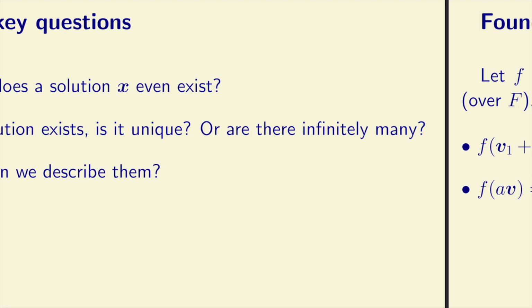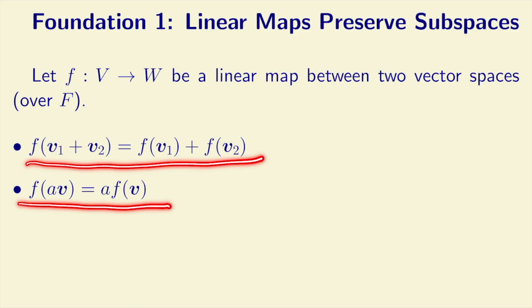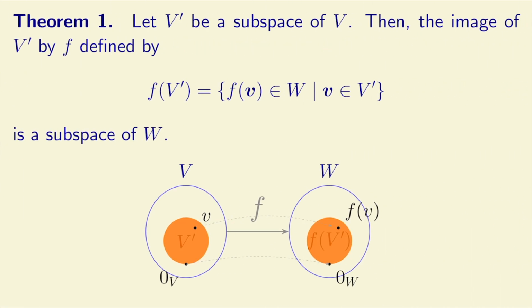Okay, the notes start with the foundational concepts. The first one is that linear maps preserve subspaces. So let's say we have a linear map, F, from vector space V to vector space W. The notes show an illustration of this. What's a linear map again? Is that the same as a linear transformation? Yes, a linear map is a function between two vector spaces that preserves vector addition and scalar multiplication.